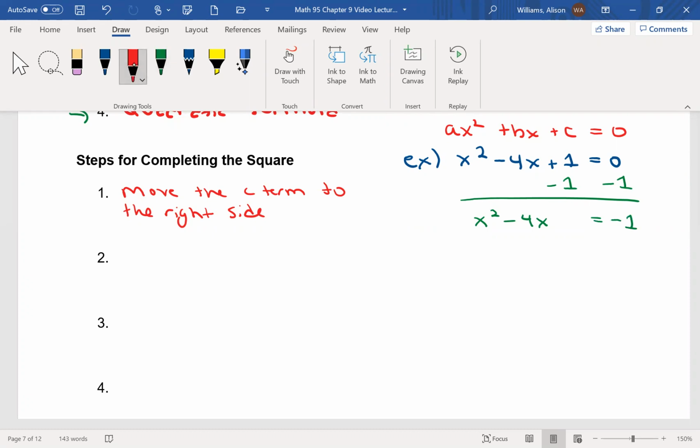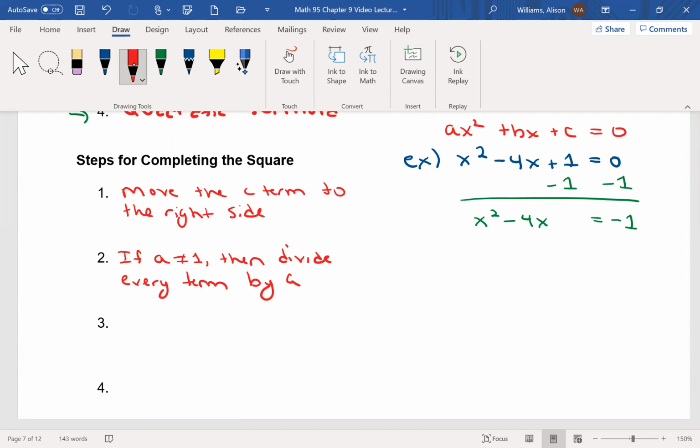Okay, second step. If a doesn't equal 1, then divide every term by a. In this case, our a does equal 1, so we're done with step 2. We don't have to worry about step 2. But if it had been like a 2, that means I would divide every term by 2, including the -1 on the right side there. And we'll see some examples where we do that.